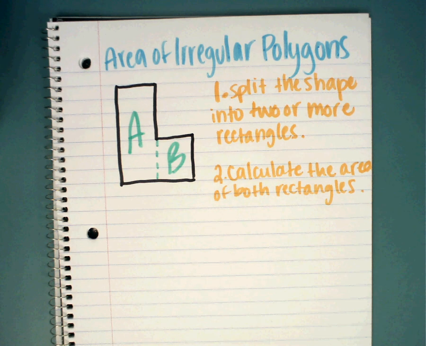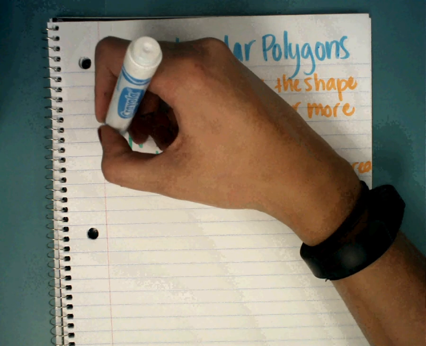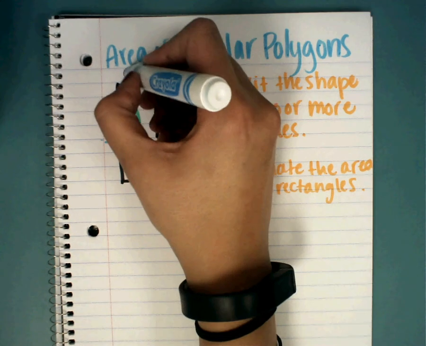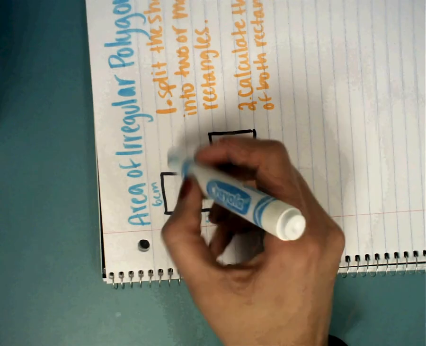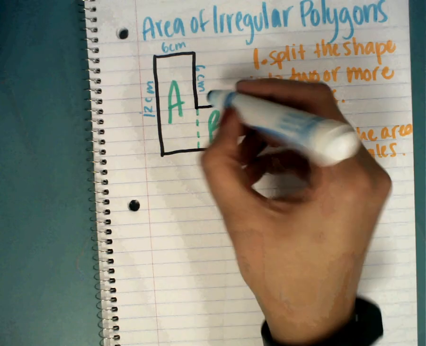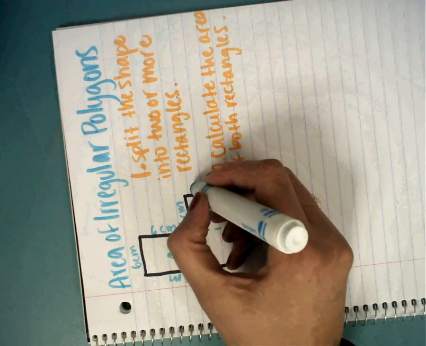Oh, it would also help if I gave you any dimensions. Jeez, Miss Hargrove. Goodness gracious. Okay, so this is 12 centimeters. Okay, this is 6 centimeters. This is 6 centimeters. This is 6 centimeters. This is 6 centimeters. And this is 12 centimeters.